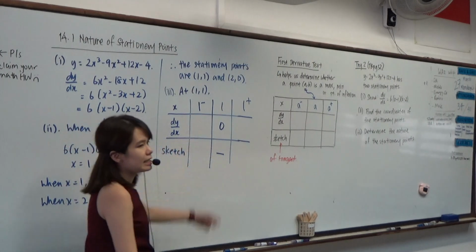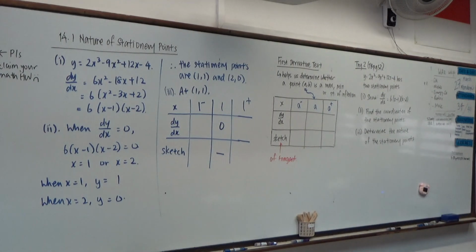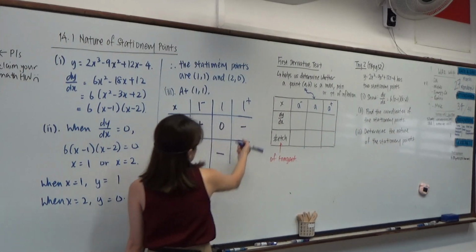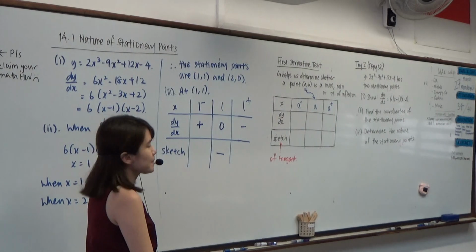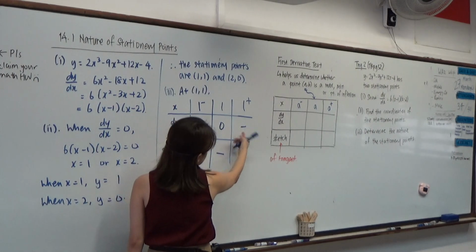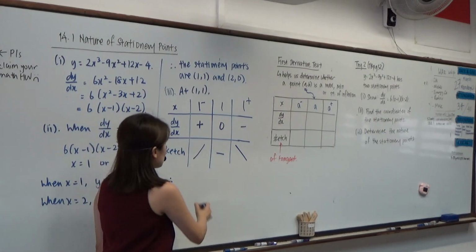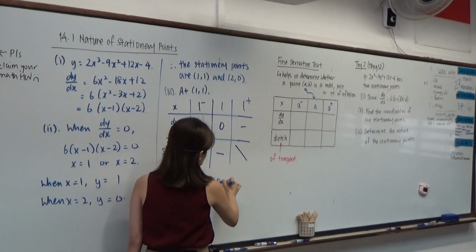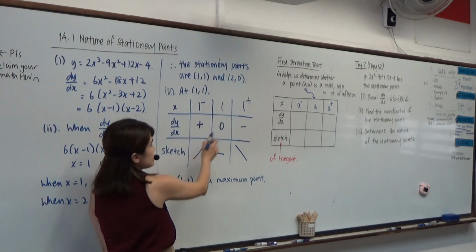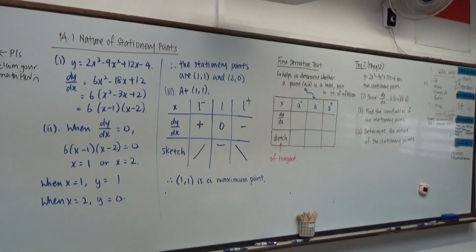For dy over dx on 1 minus, we put into our calculator the value 0.9, and you will find that it is a positive value, while this is a negative value for 1 plus. When dy over dx is positive, it means upward sloping. When it's negative, it's downward sloping. So therefore, using our first derivative test, I can conclude that 1, 1 is a maximum point. We can see that from the sketch itself. To be clearer, you can think of it like that.